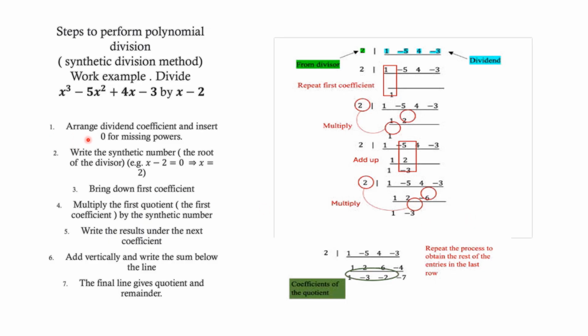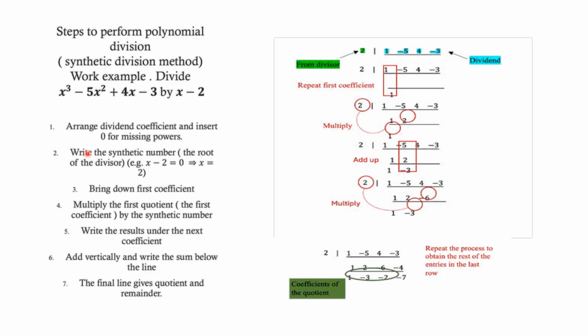So the first one, arrange the dividend coefficients and insert zeros for missing powers. So look at it very carefully. We have x cubed minus 5x squared plus 4x minus 3 by x minus 2. So I will arrange this dividend coefficient. The coefficients are 1, minus 5, plus 4, and minus 3. So here they are: 1, minus 5, 4, minus 3.